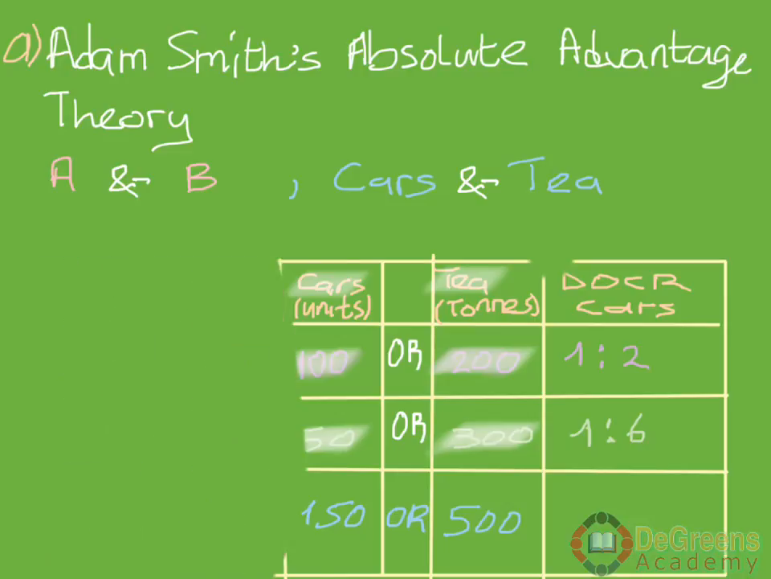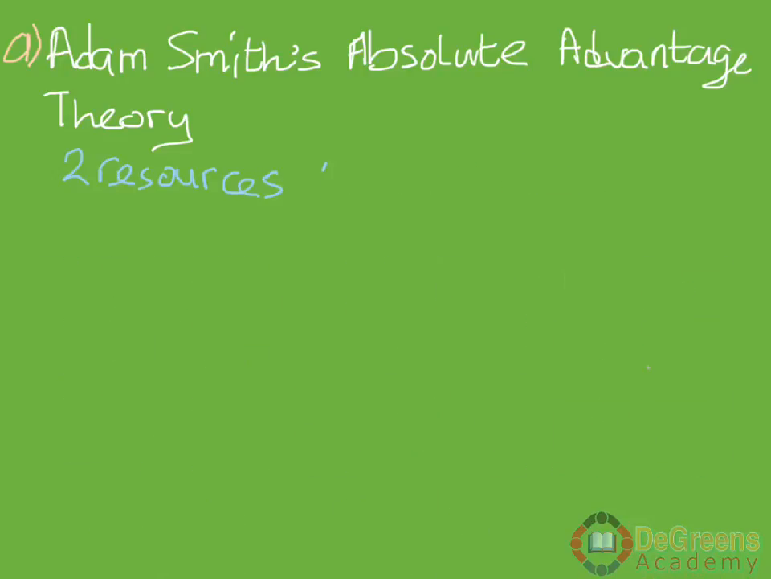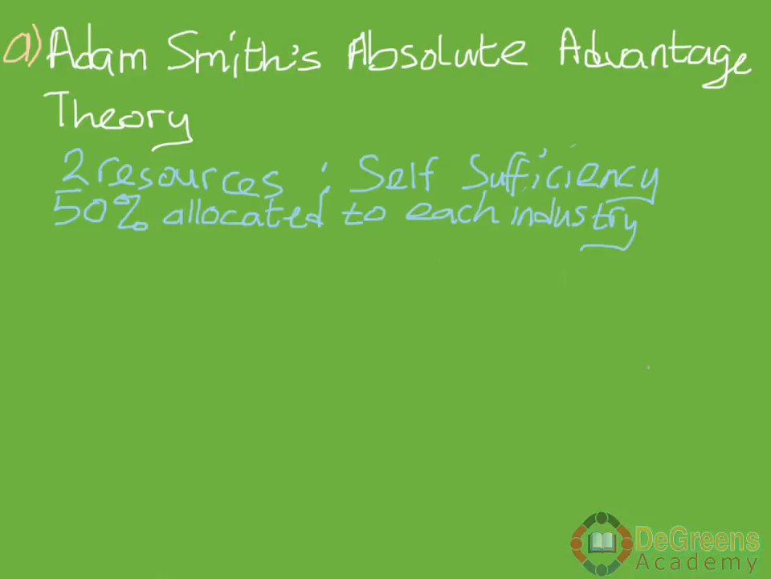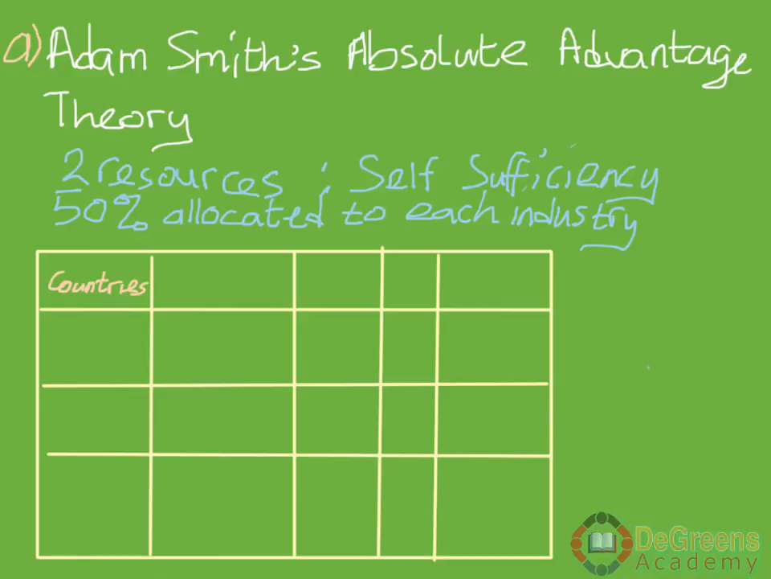Let's look at the case where each country is given 2 resources, so it's 2x resources. In this case, we'll begin with the case of self-sufficiency, where a country decides to produce all the goods available to it with these 2 resources. So it does not produce a particular good or another one, it produces both with 2 resources. So allocating 50% to each industry, each industry gets 1 resource. So cars will get 1 resource, tea will get 1 resource. So the country can produce both cars and tea.